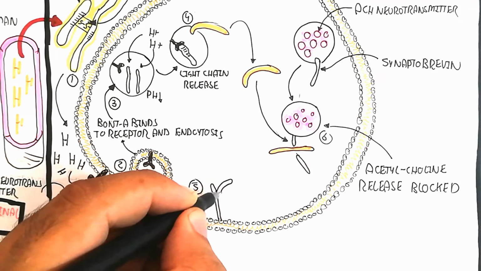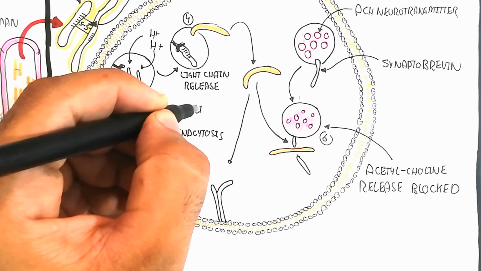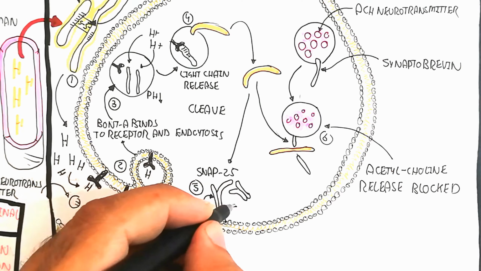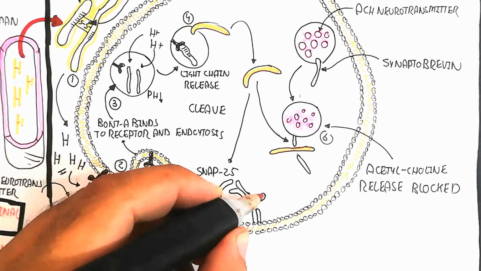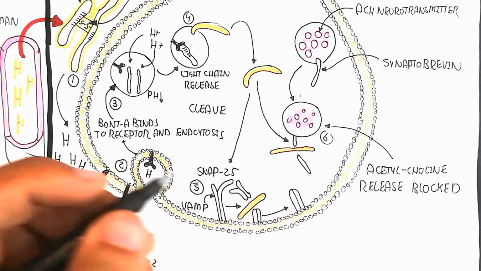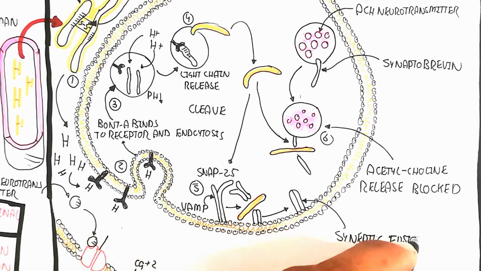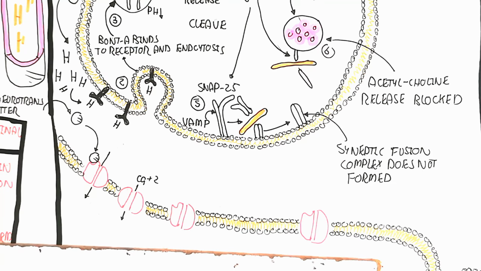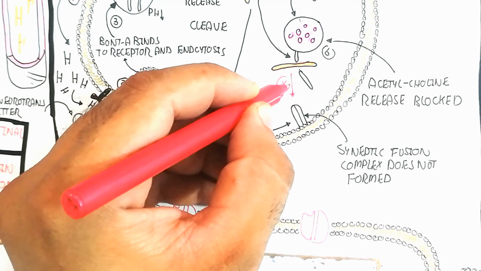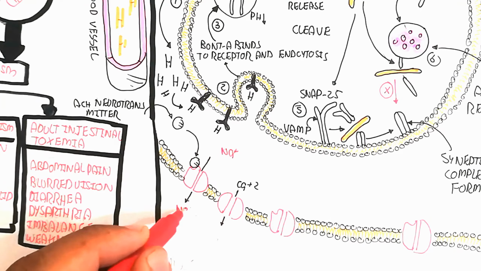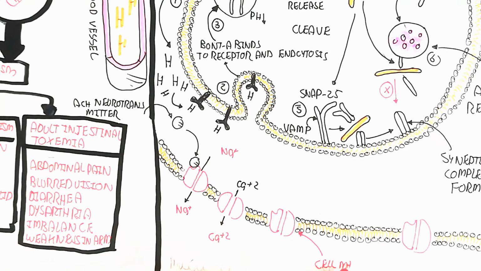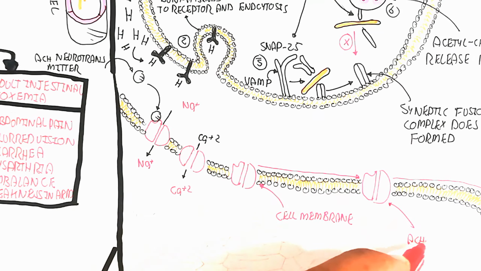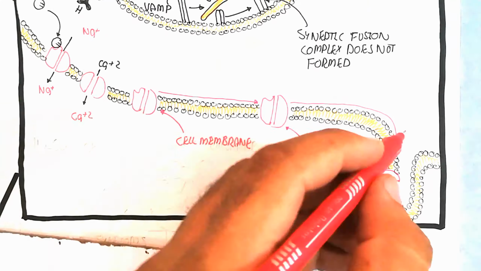After this cutting, the synaptic fusion complex does not form. Why? Because it is required for the synaptic fusion complex formation for the exocytosis of the neurotransmitter. In this case, exocytosis of the neurotransmitter will not be possible due to the cutting of SNAP-25, and acetylcholine release is blocked because synaptobrevin is cut. In this way exocytosis is inhibited, meaning the acetylcholine neurotransmitter does not bind to the acetylcholine receptor.